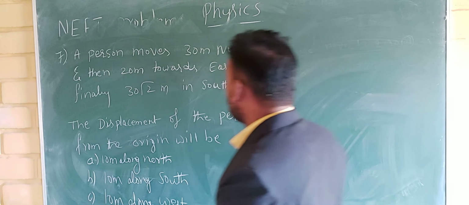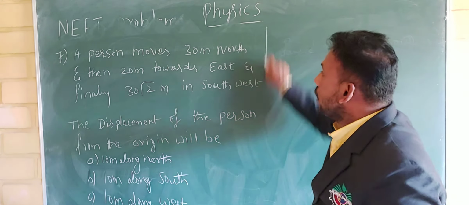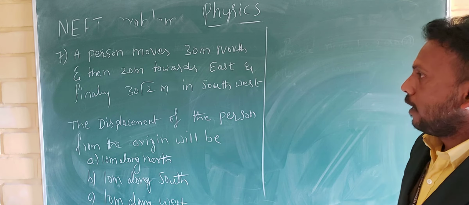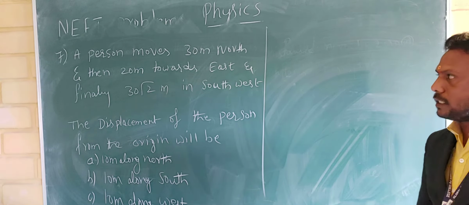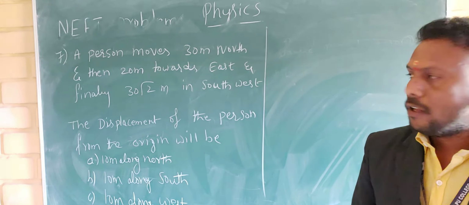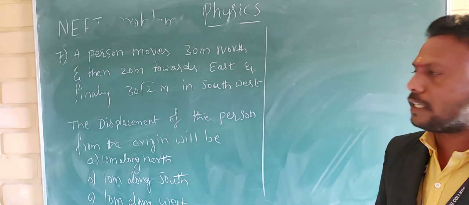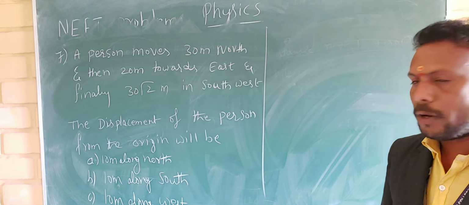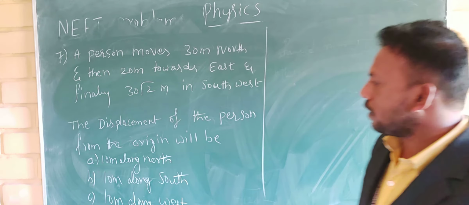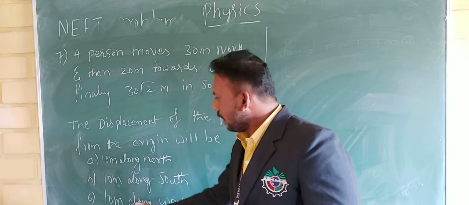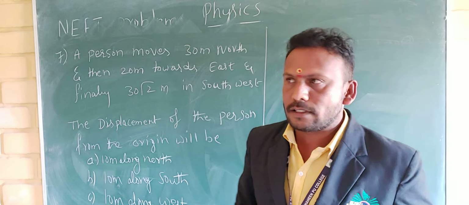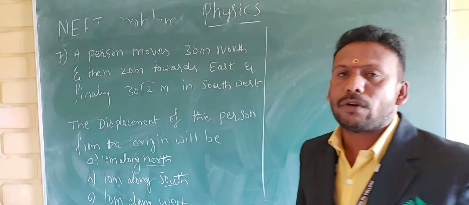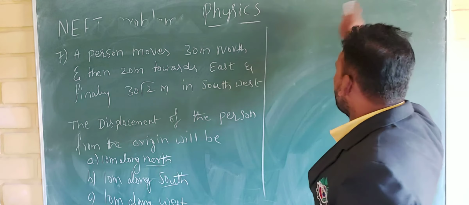Look here. A person moves 30 meter north and 20 meter towards east and finally 30 root 2 meter in southwest direction. The displacement of the person from the origin will be, which one is correct? 10 meter is the right answer. Along which direction? North, south or west? We don't know. How to calculate?